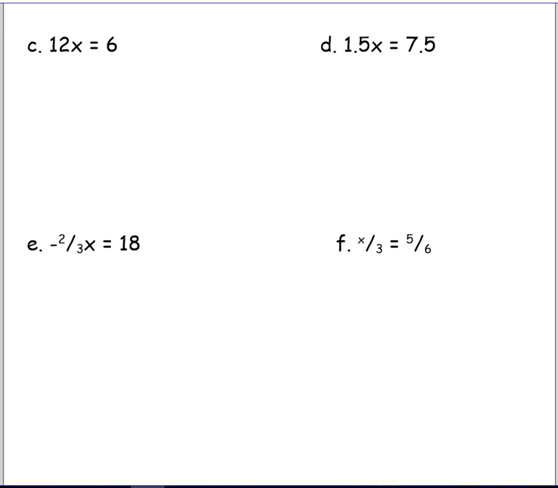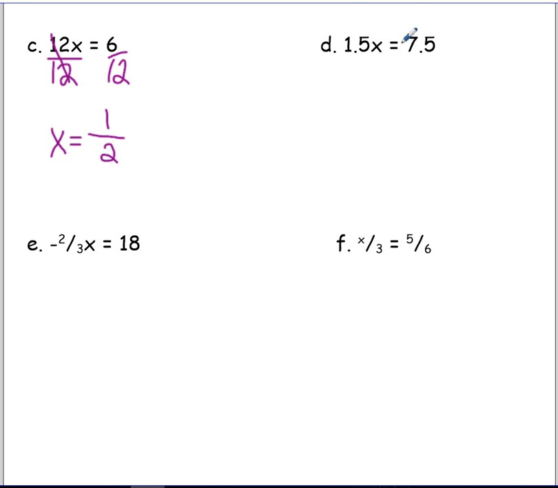A couple more examples for us to look at. For C, we have 12 times x equals 6. So again, we look to the side with the x, and it's being multiplied by 12. So we need to get rid of the 12 by dividing. So we have to divide the other side by 12 as well. So the 12 divided by 12 becomes 1. So we have x equals, notice on the right-hand side we have 6/12. They're both multiples of 6, so we can simplify. 6 divided by 6 is 1. 12 divided by 6 is 2. So x equals 1/2.